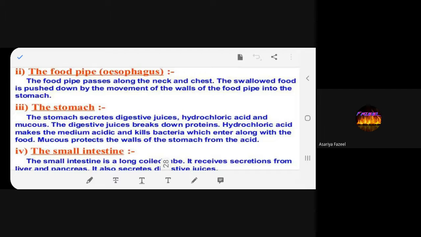The swallowed food is pushed down by the movement of the walls of the food pipe into the stomach. Simple. Can anyone else read? You have to do lots of revision, lots of practice with it at home. Okay? For reading purpose. Is it clear?